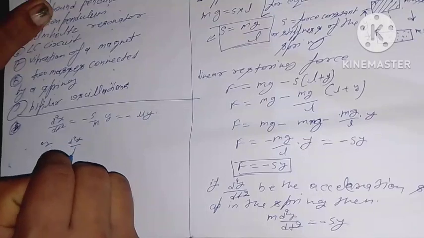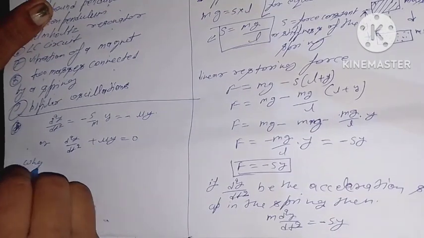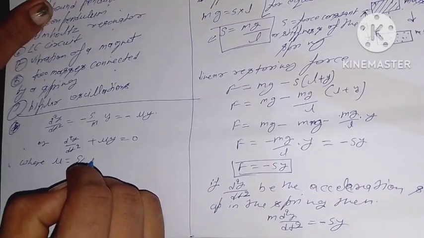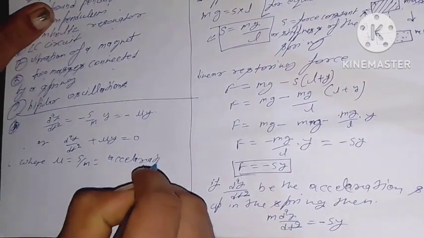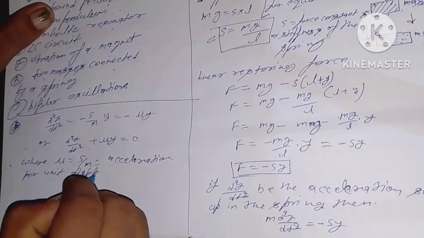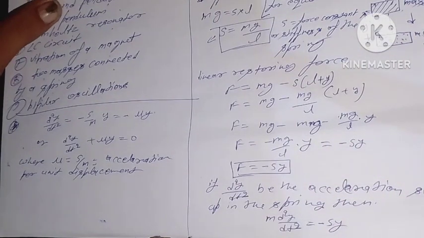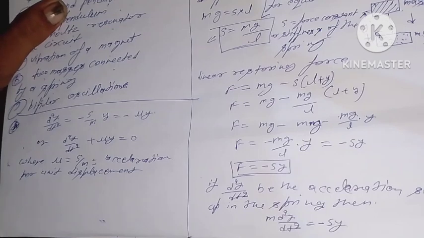d square y upon dt square plus mu y equal to 0, where mu equal to s by m, which is the acceleration per unit displacement. This is the differential equation of the mass suspended from the spring.